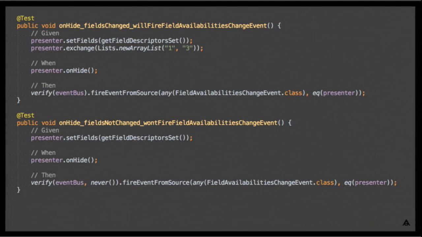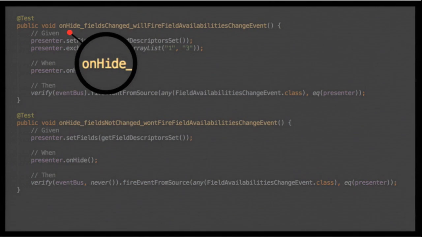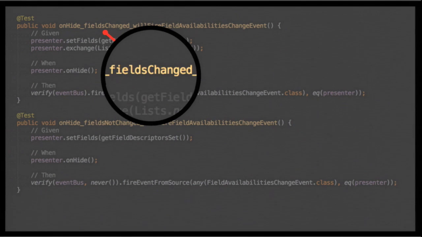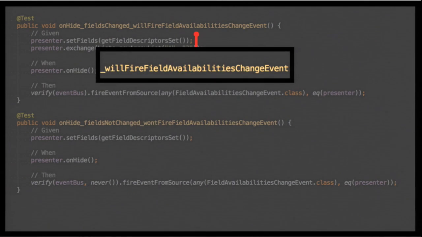This is how we write tests at RBS, and we are using a special naming convention for each test. We start the name of the test with the name of the method we want to test, here onHide. Then we explain a bit the context of the change. So I'm testing the onHide method when the fields change. And then we explain briefly the expected result. So here I'm testing the onHide method when fields change, and I expect that the field availability change event is fired.